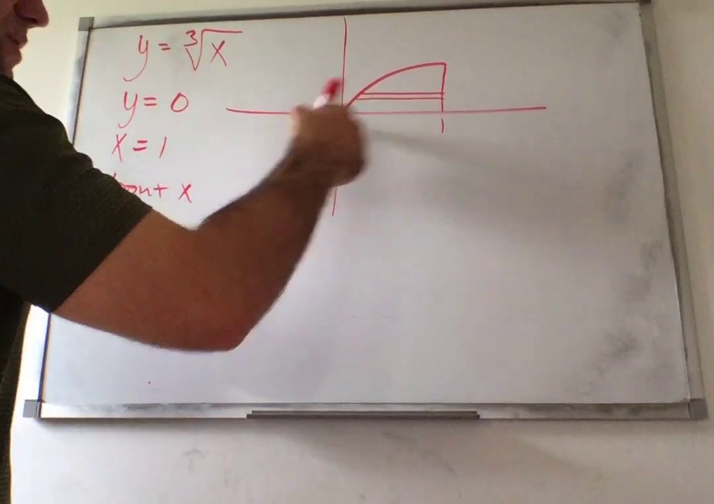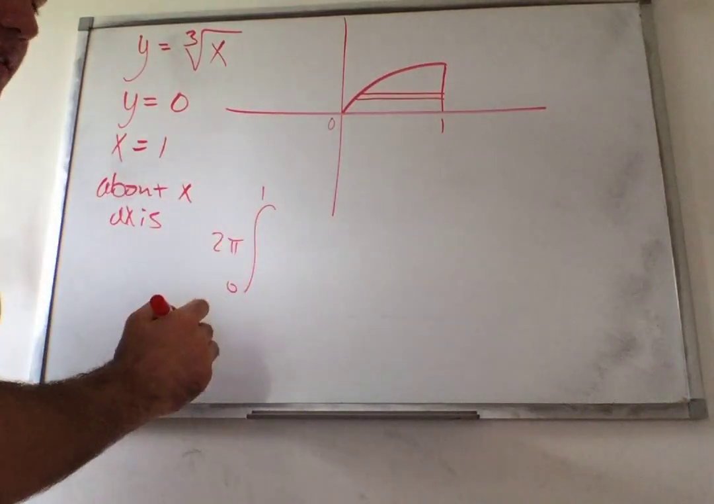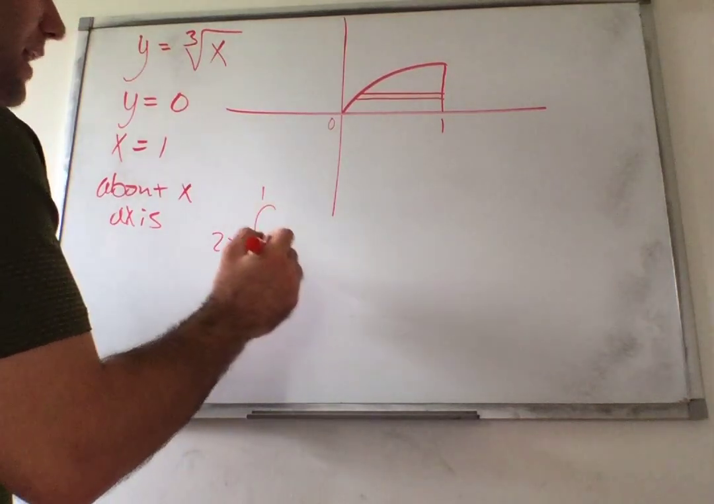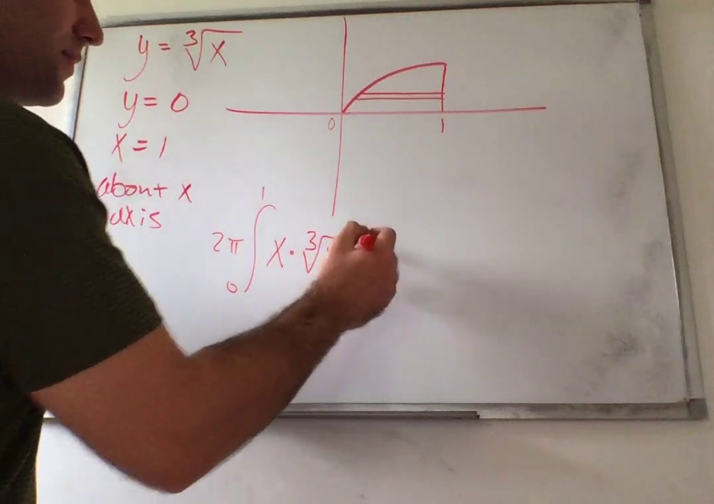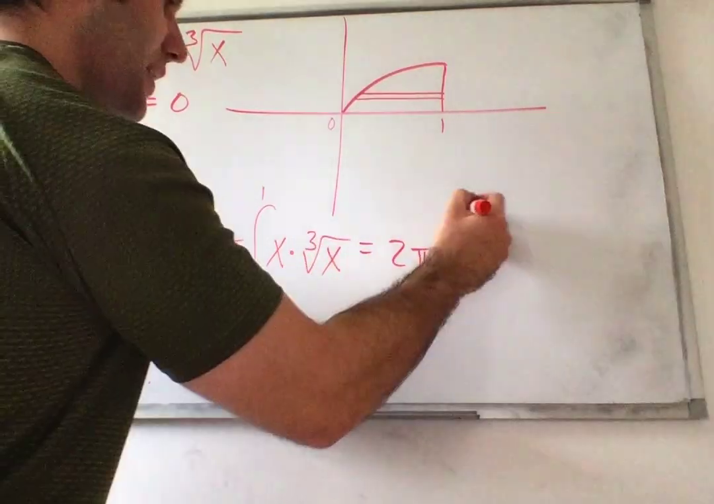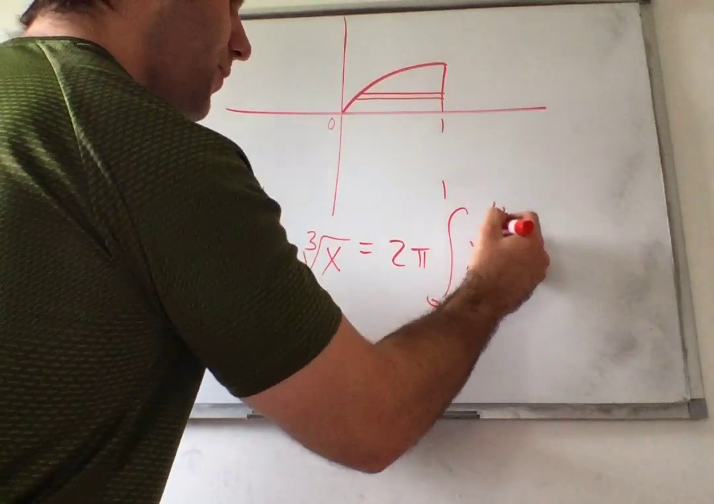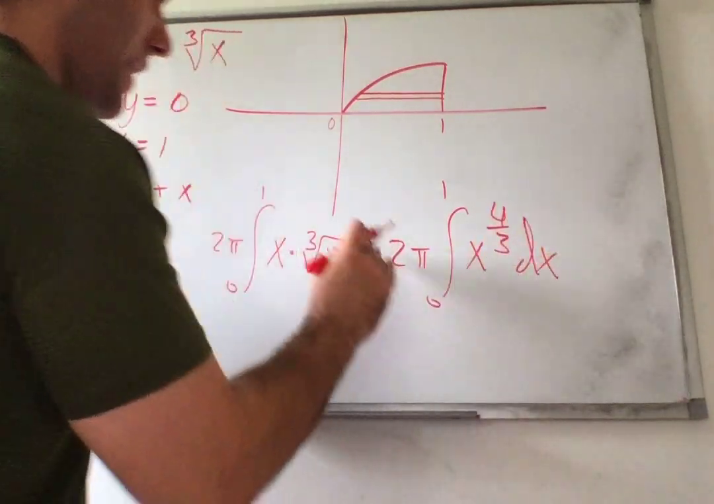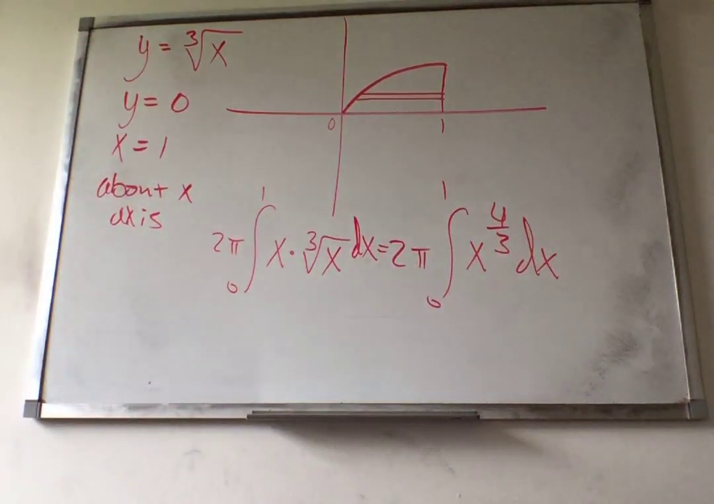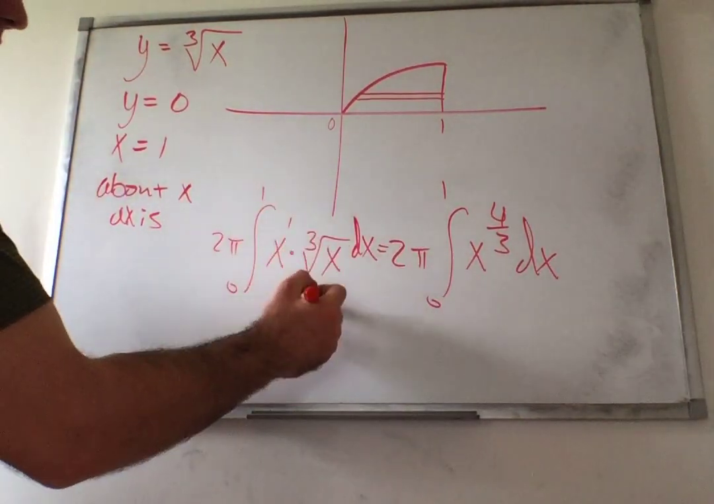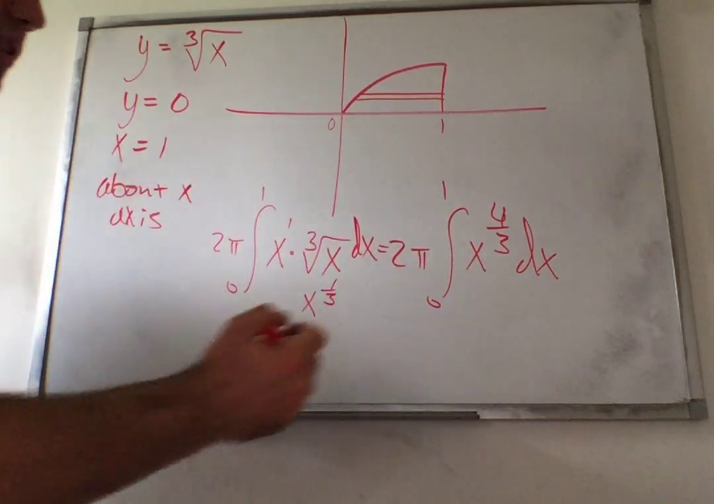So this goes from 0 to 1. This is the integral from 0 to 1, 2 pi out front, x times f of x. Well, x times the cube root of x. Well, that's just 2 pi times the integral from 0 to 1 of x to the 4/3 power dx. I forgot my dx over here. This is to the first power. This is x to the 1/3 power. Add the powers together, you get 4/3.